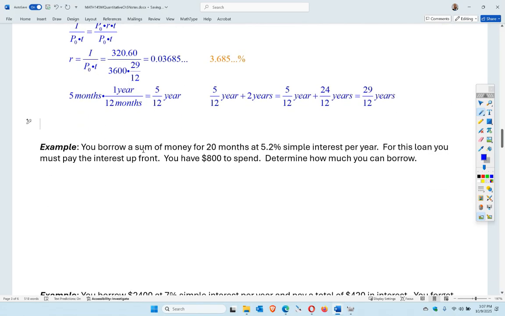Okay, so you borrow a sum of money for 20 months, right? So there's a time. There's the interest rate, 5.2 simple percent interest. For this loan, you must pay the interest up front. You have $800 to spend. Determine how much you can borrow. So we don't know the principal, correct? We don't know the principal.